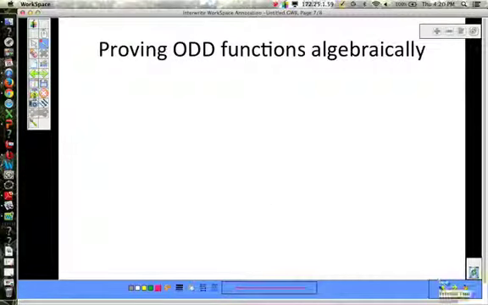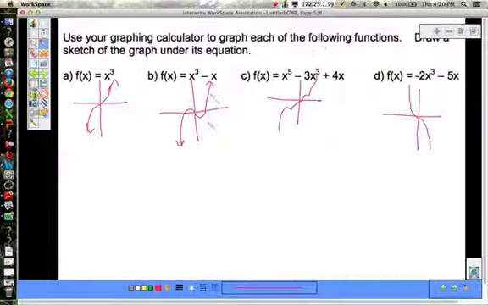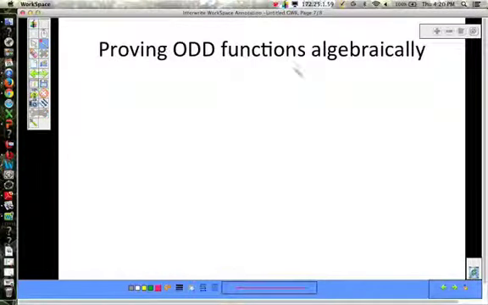If we were to look at a couple of these points here, if this was 1, negative 1, this one is negative 1, 1. It's rotated there. So when we take the opposite of our x value, we get the opposite of our y value. That is written as: when we plug in a negative x, our y value is the opposite. So let's look at proving a few of these.